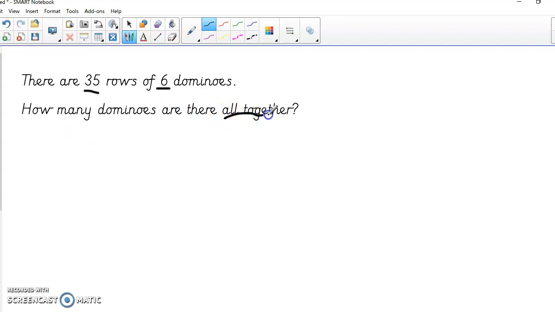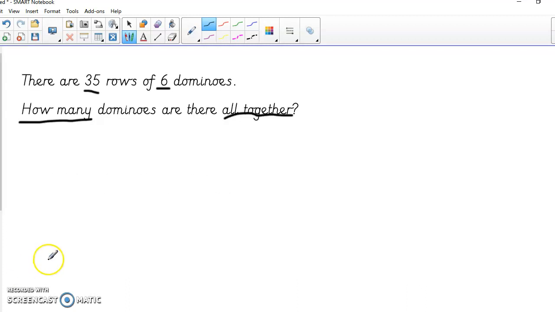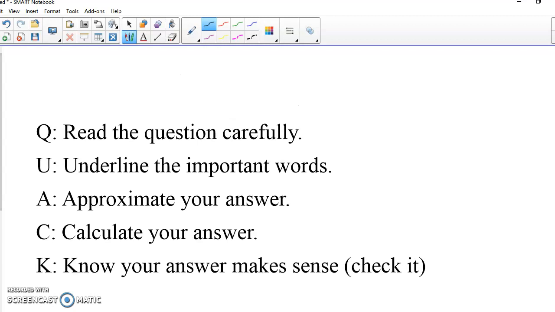My altogether tells me that I am doing something that will make the number larger or bigger, and how many tells me I am multiplying. All right, so I have my key words underlined. Now, what is the next bit? Approximate your answer. That's what I've done. I know that it has to be something bigger, so it has to be something more than 35. And now the next one is to calculate your answer.